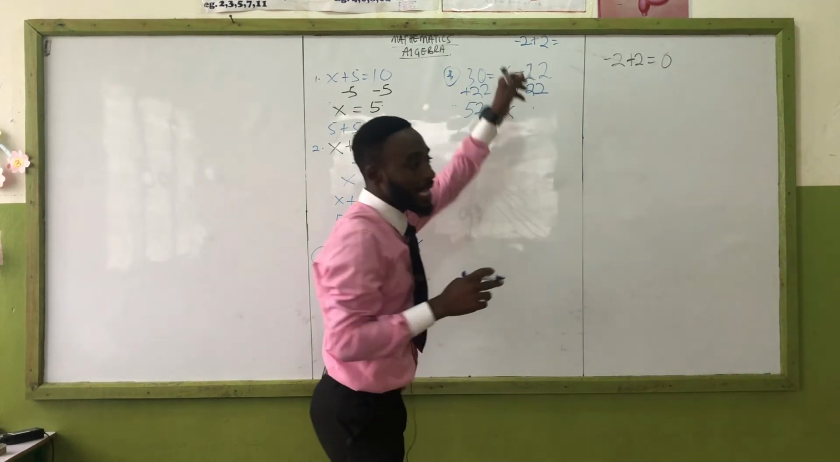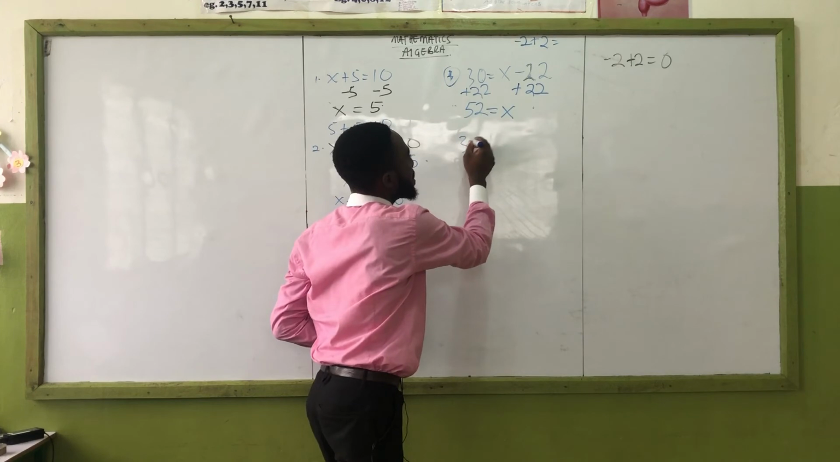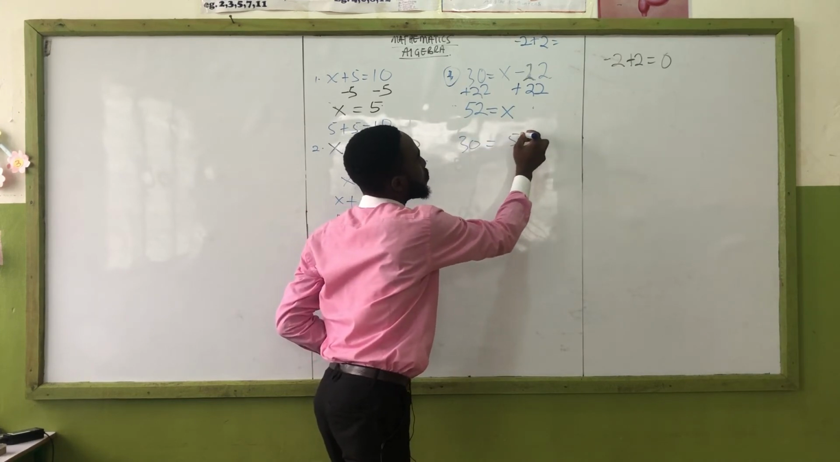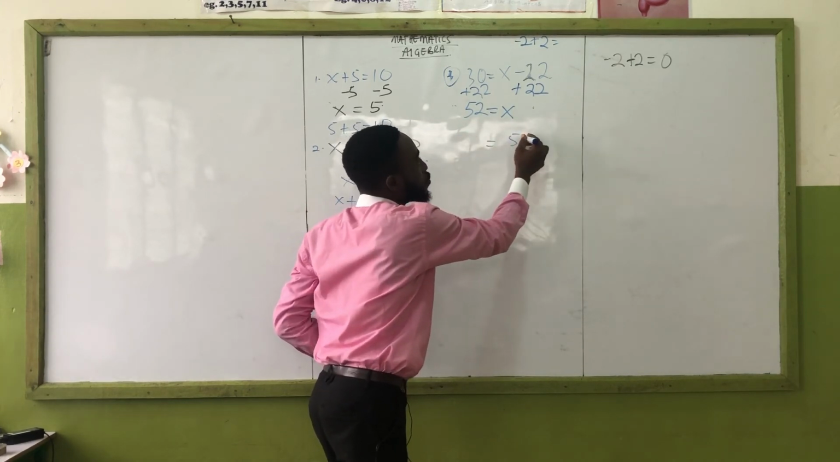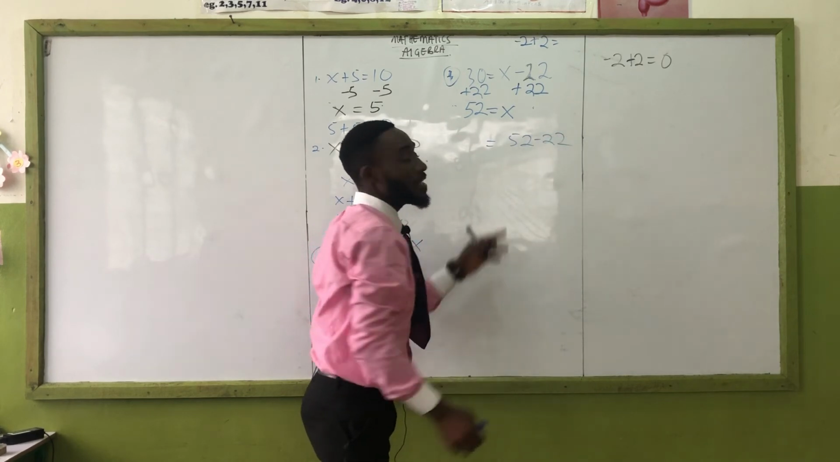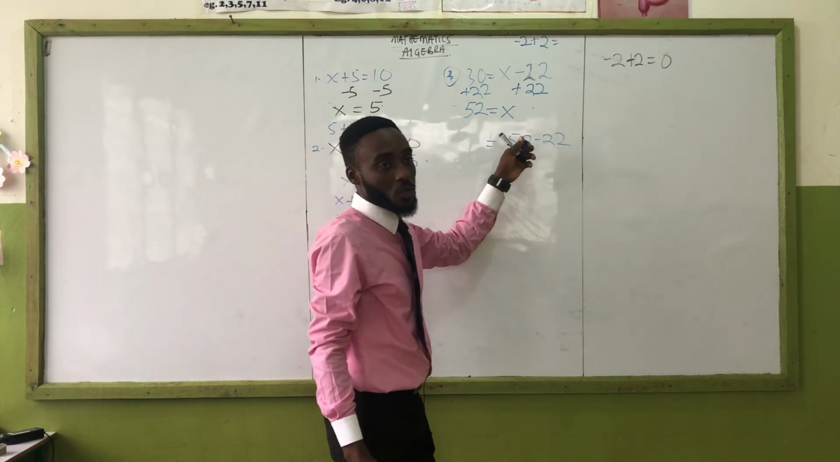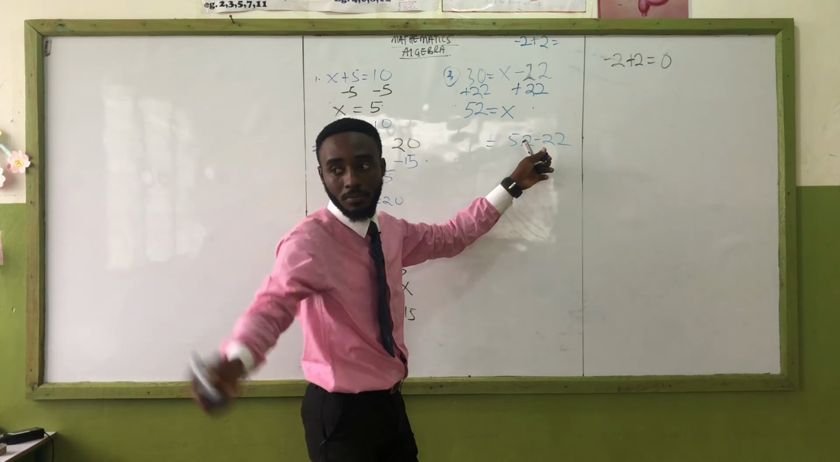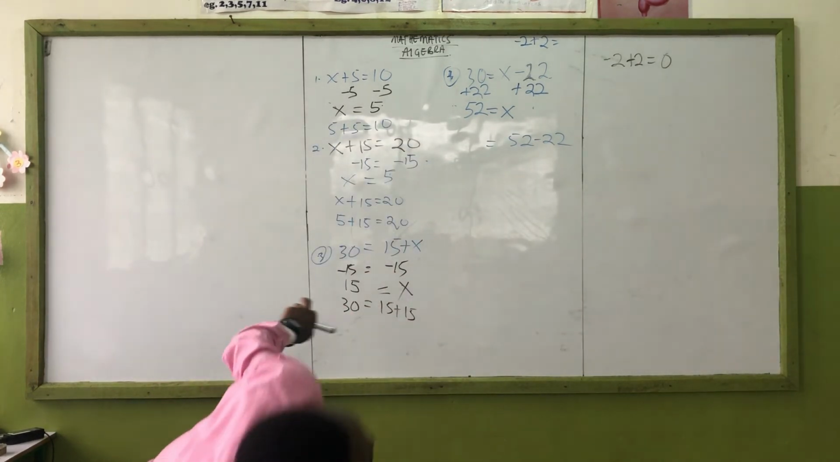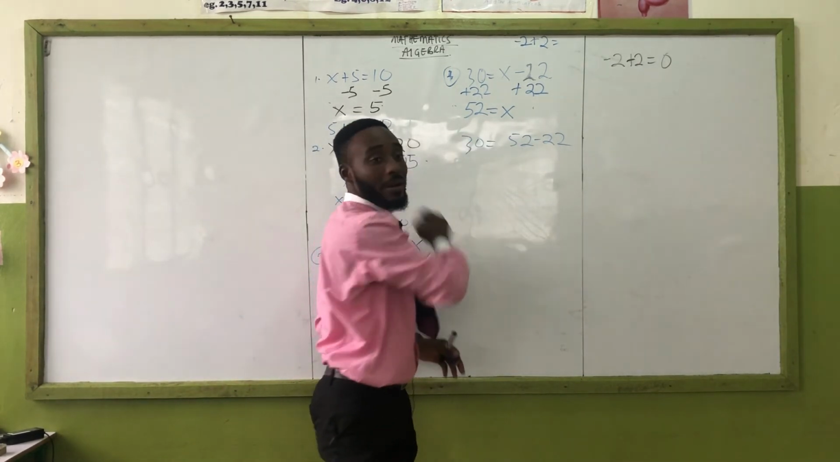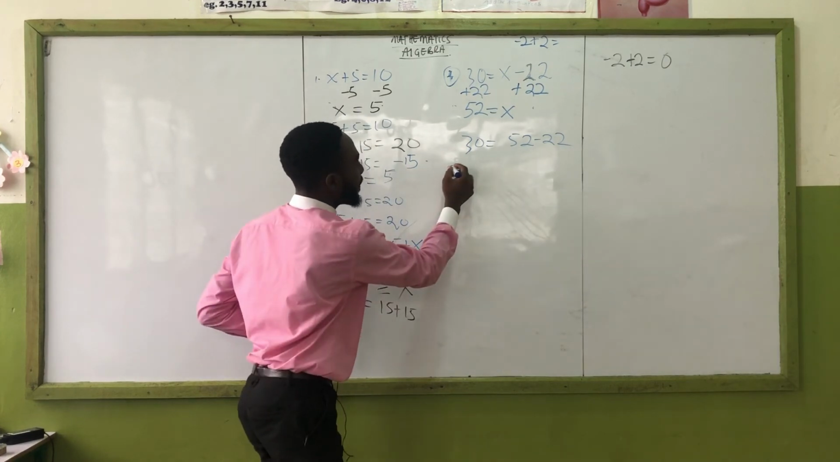Now let's try it and see. So let's put our answer here and see. Let's see 52 minus 22. What will it give us? What's 52 minus 22? 30. 30, exactly. So it means that our answer is correct. Is that okay? Yeah.